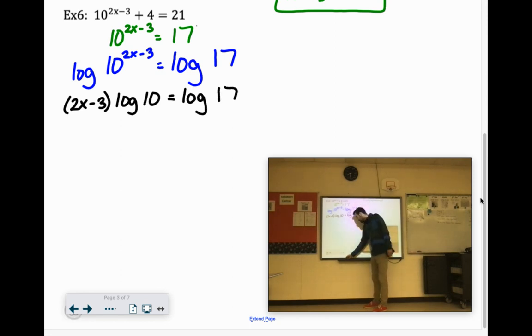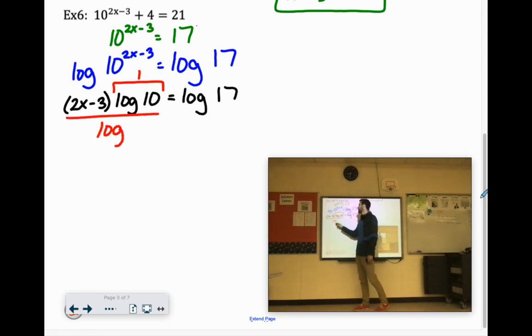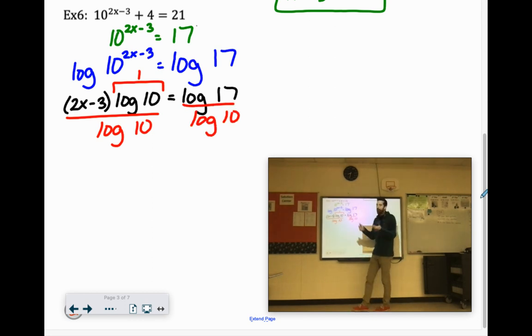So sure, we could even do that now. Because 10 to the first power equals 10. So technically, this part is equal to 1. So then we could just say 2x minus 3 equals log 17. Or if we just keep going the way we've been doing these other ones, we can divide by log 10, which again is 1. So we're dividing by 1. So log 17 divided by log 10 is 1.230. So 2x minus 3 equals 1.230.